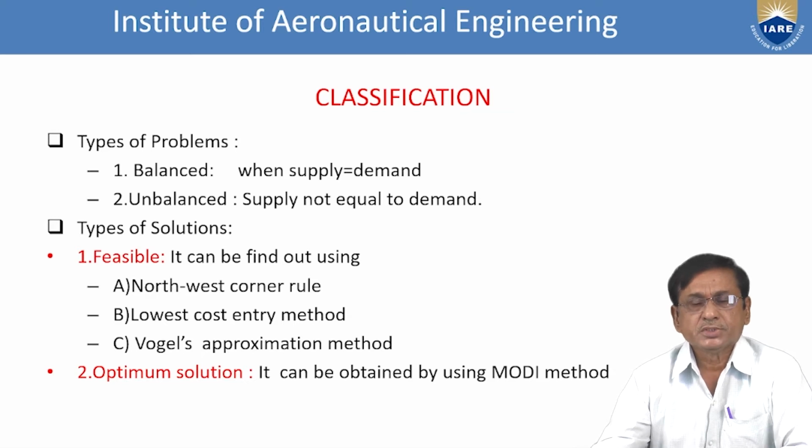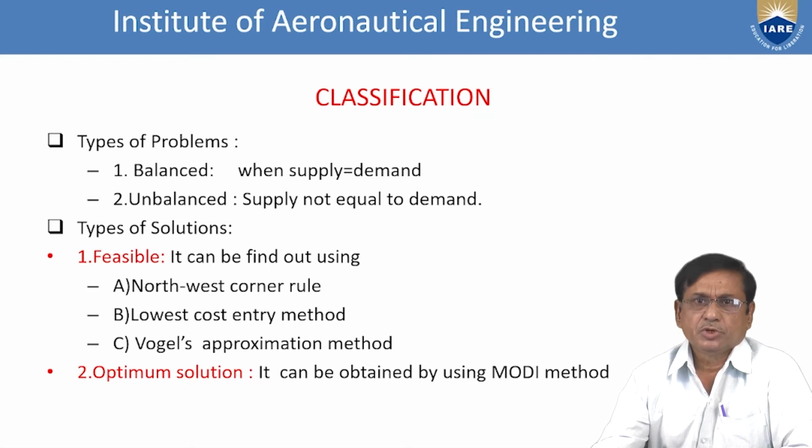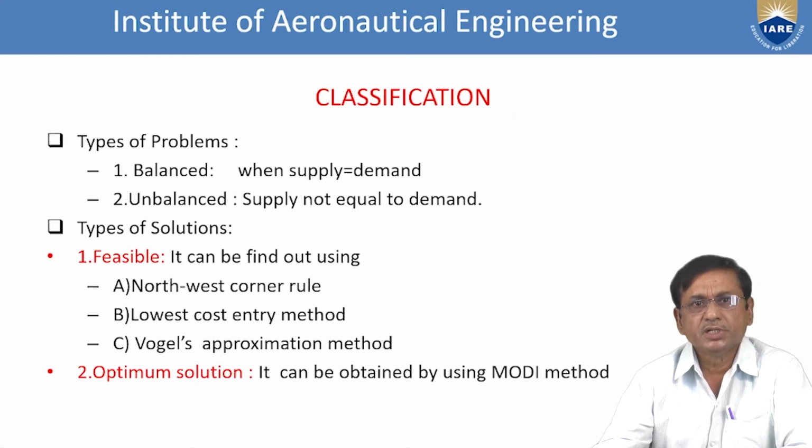Types of problems. When supply is equal to demand, the problem is called balanced type. If supply is more than or less than the demand, then the problem is called the unbalanced type problem. In this, there are two types of solutions: one is the feasible solution, another one is the optimum solution.